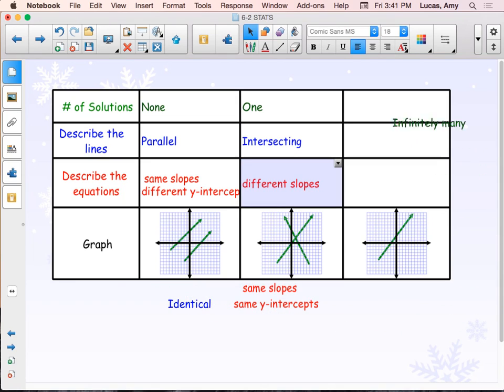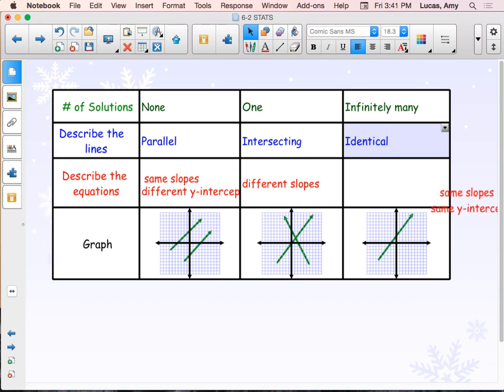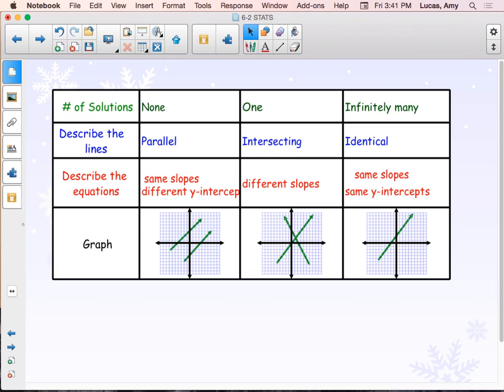The third thing that can happen is we can have infinitely many solutions, which happens when the lines are identical. Because they're identical, their equations show the same slope and the same y-intercept. Oftentimes you can't tell that they're identical because equations aren't always written in the same form. So you would need to write them in the same form first if you were graphing, and then you would be able to tell by their same slope and same intercept.